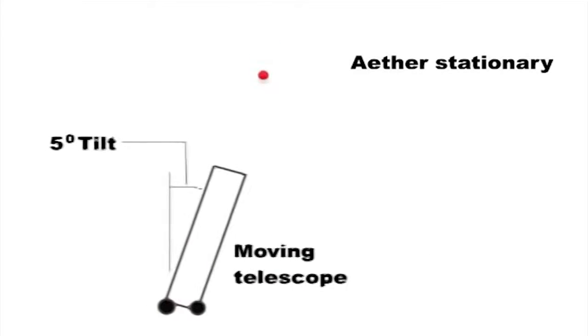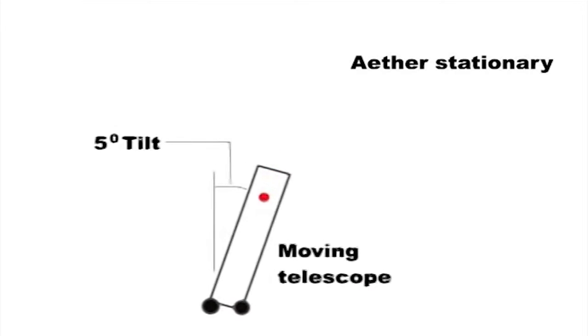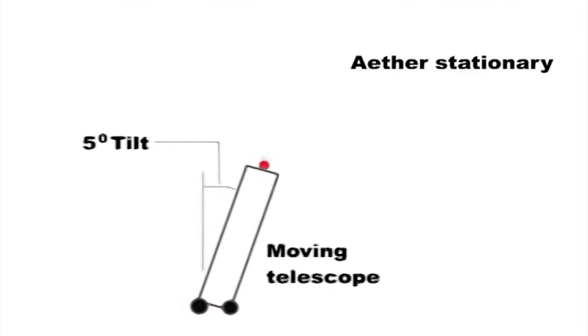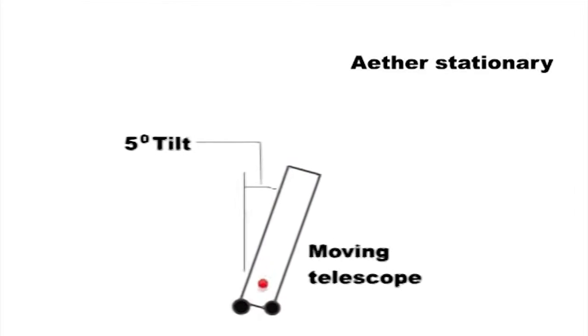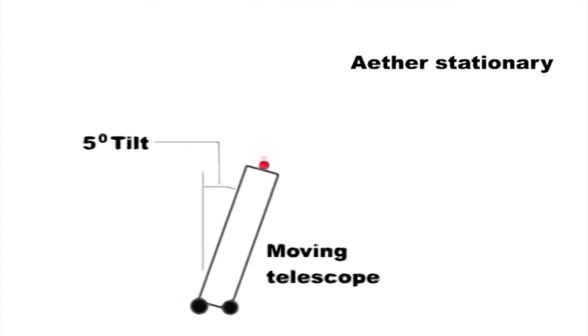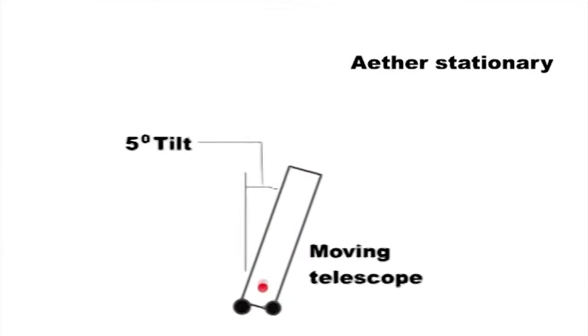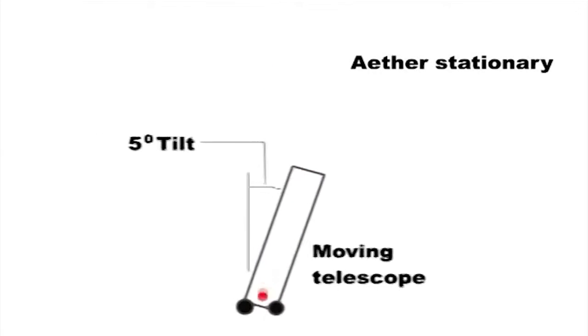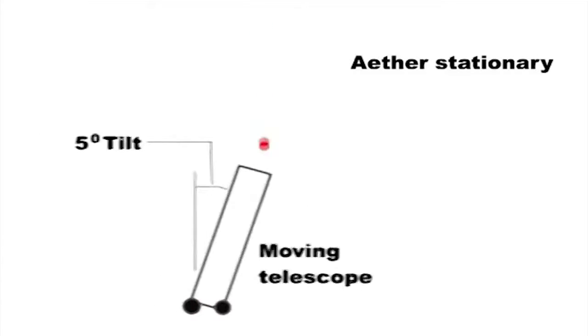In 1729, Bradley found that he had to tip his telescope forward very slightly to get a star in the center of his telescope. It was assumed that this was due to the motion of the Earth around the Sun. Let us assume that the telescope was moving at 5 miles an hour and had to be tipped 5 degrees.